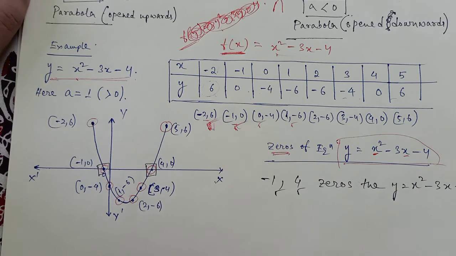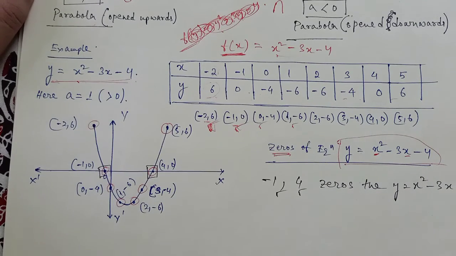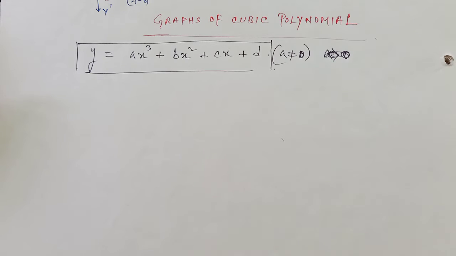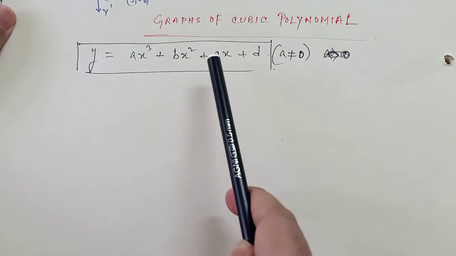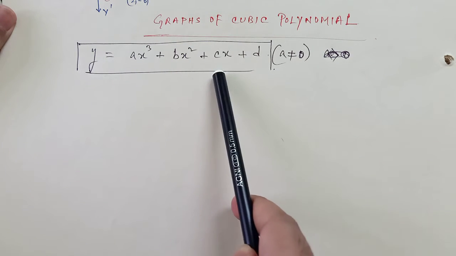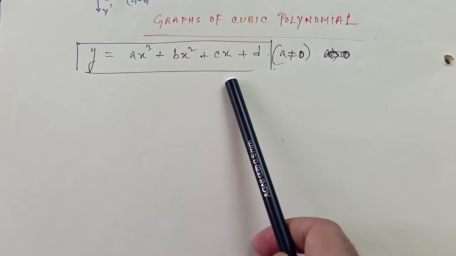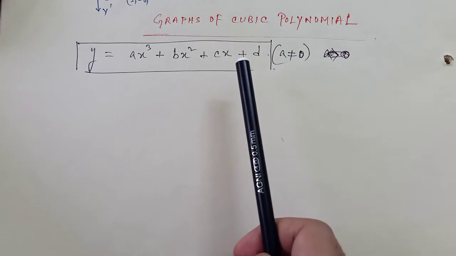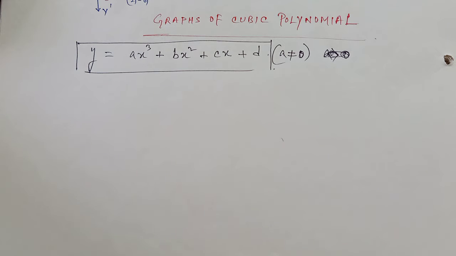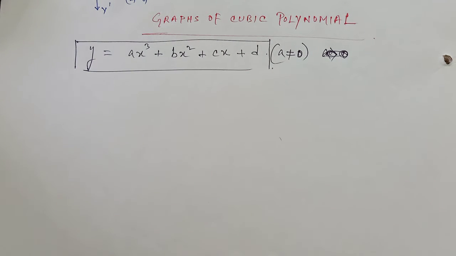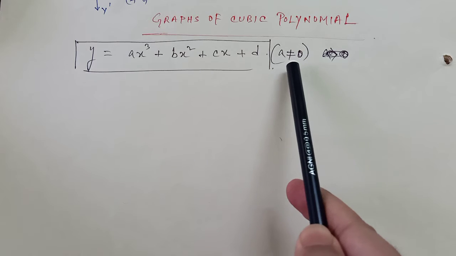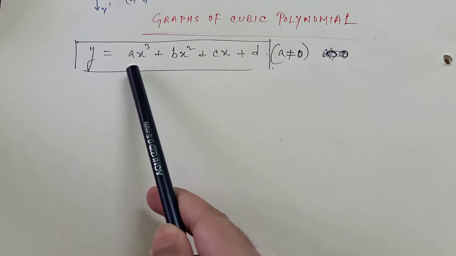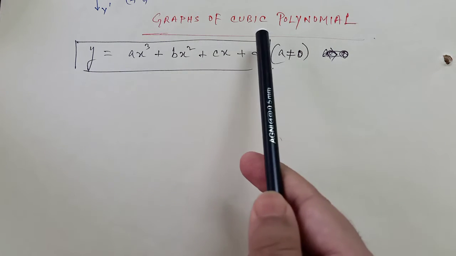Fine. Now let's move on to the graphs of cubic polynomials. In the case of a cubic polynomial, the general form of the polynomial will be ax cube plus bx square plus cx plus d, and we have already discussed this in our previous videos. If you have not seen those videos, make sure you check the whole playlist of polynomials. In this case, obviously a should not be equal to 0, because if it's 0, then there is no point of cubic polynomials.